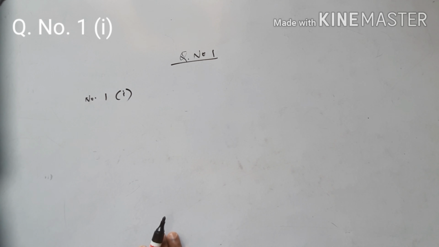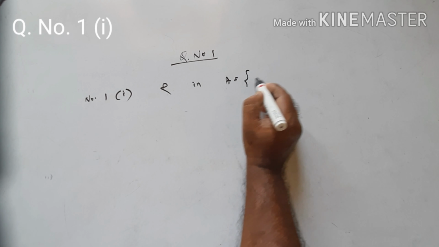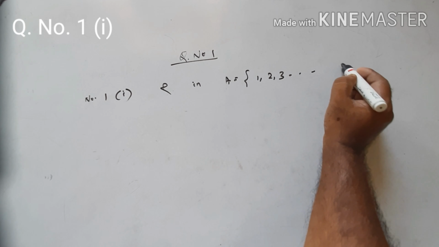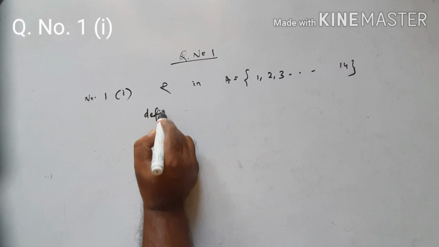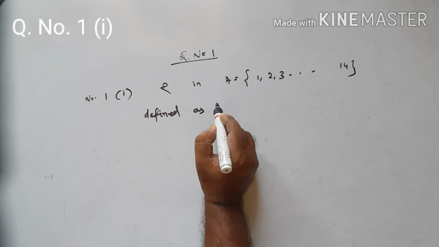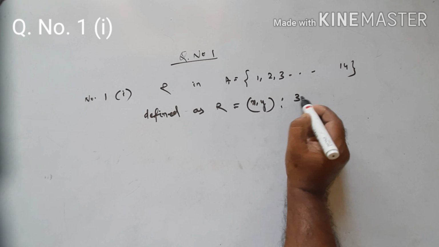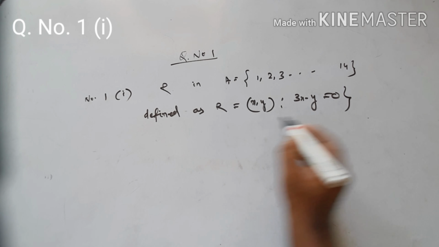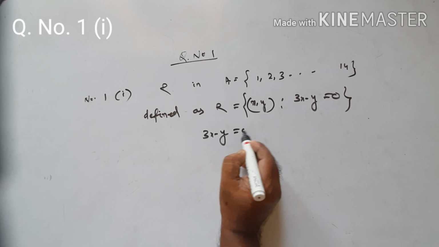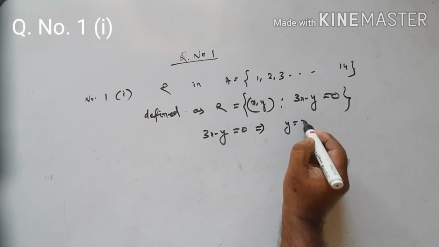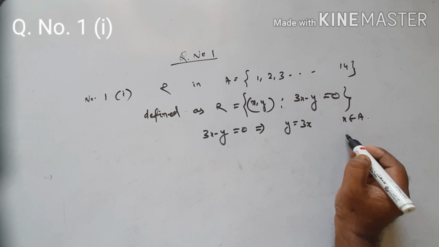R is a relation in set A, which contains 1, 2, 3 up to 14, and the relation is defined as R equal to the ordered pairs (x, y) such that 3x minus y equal to 0. This implies y equal to 3x. Now you take x from A, then what happens?